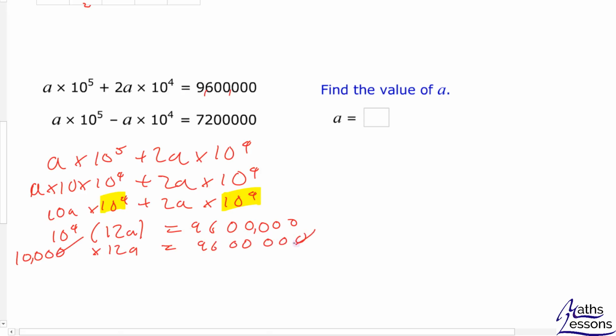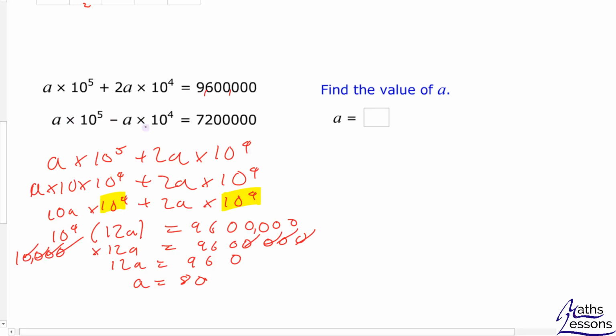One nought there, one nought there, a nought there, a nought there, a nought there. Oops, missed one out. There. So we get 12a equals 960. Okay, and we know that 12 times 8 is 96. So a will equal 80. Okay, in this one.